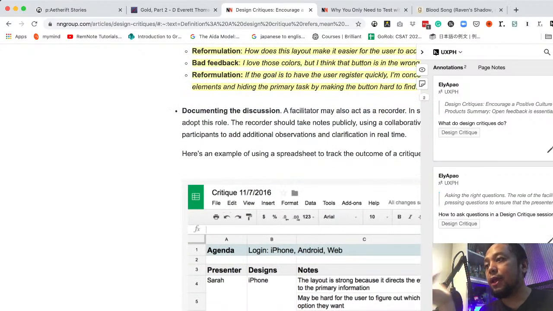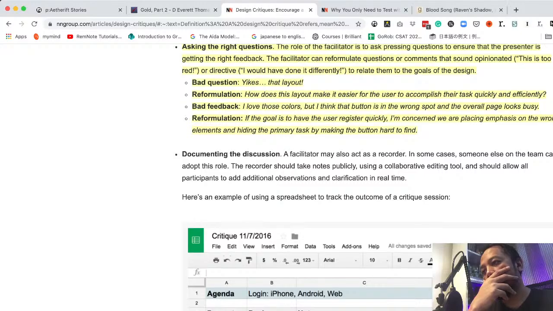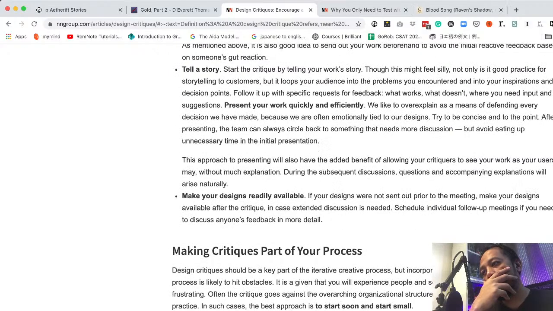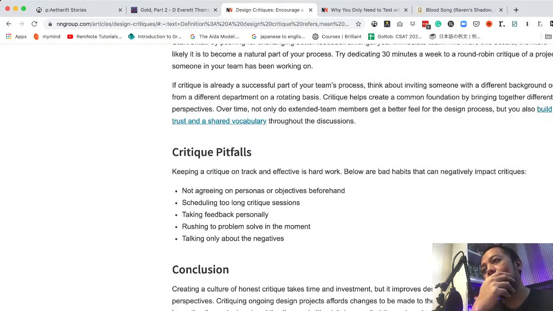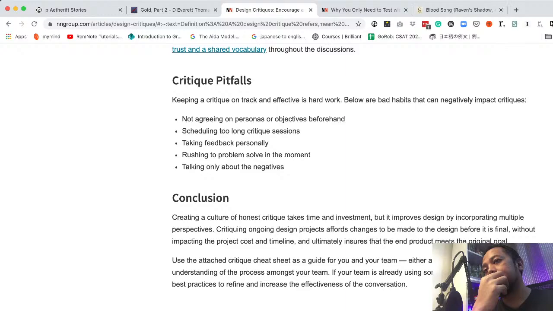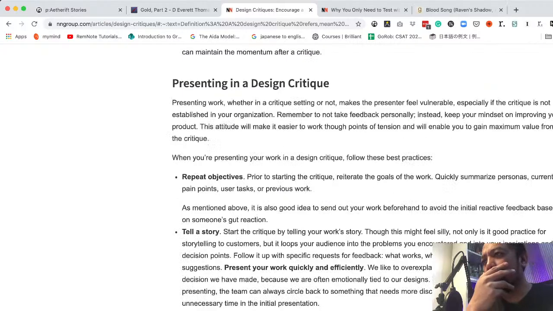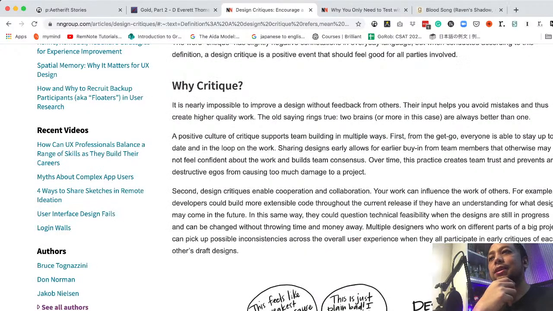So these are some things I can apply as well in my writing critique. Documentation, following up, repeat objectives, tell a story. Common mistakes: not agreeing on personas beforehand, scheduling too long critique sessions, taking feedback personally. It improves by incorporating multiple perspectives. It's a common theme in my design work to incorporate multiple perspectives as much as possible.